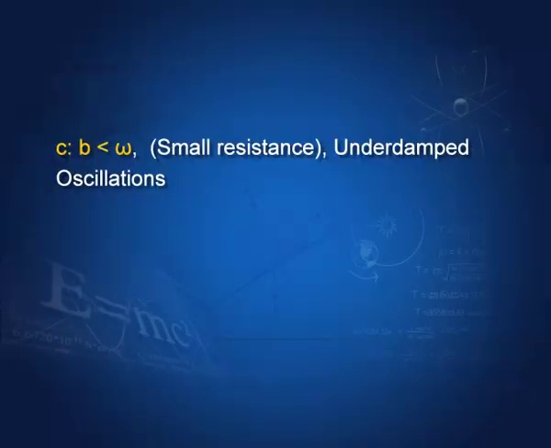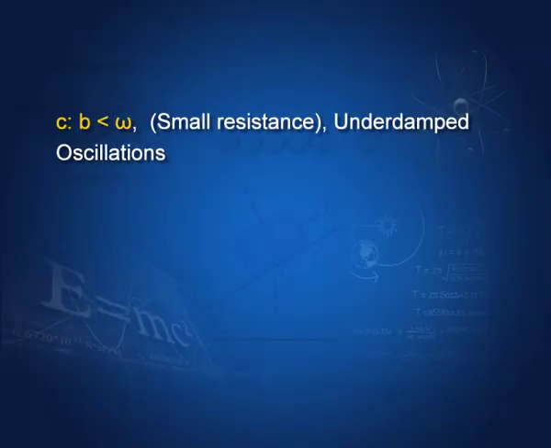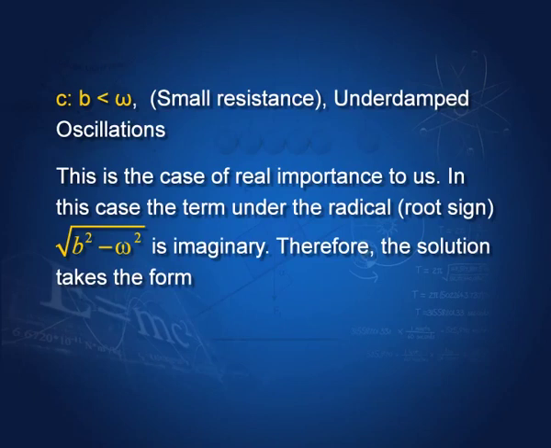The interesting case is when b is less than omega, that is, when resistive forces are small, when dissipation is small. These are called underdamped oscillations. They are damped, but underdamped oscillations. In this case, b squared minus omega squared is imaginary because b is less than omega, and therefore this square root gives us an imaginary term.